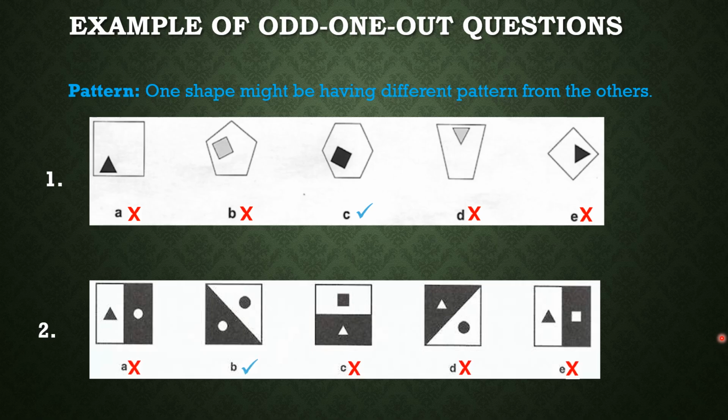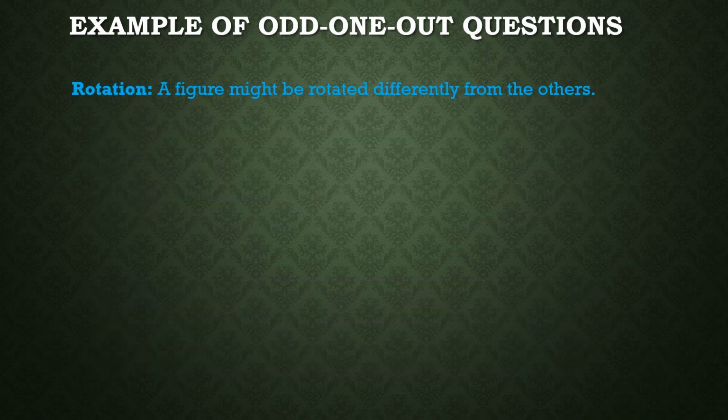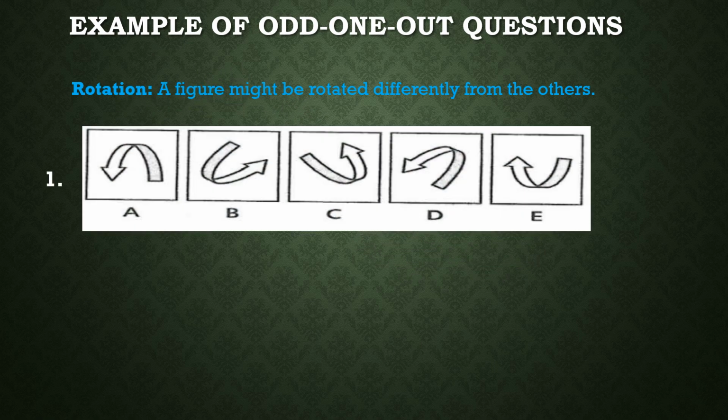So let's move on to the next type of questions wherein we see rotation based questions. This is the first example. In this example, the arrow is pointing in directions. So let's see what type of directions they are following. The first image is following anti-clockwise direction. The second image is also following anti-clockwise direction. The third image is also following anti-clockwise direction. The fourth image is also following anti-clockwise direction. But the fifth image is showing clockwise direction. So definitely image E is the odd one out here.